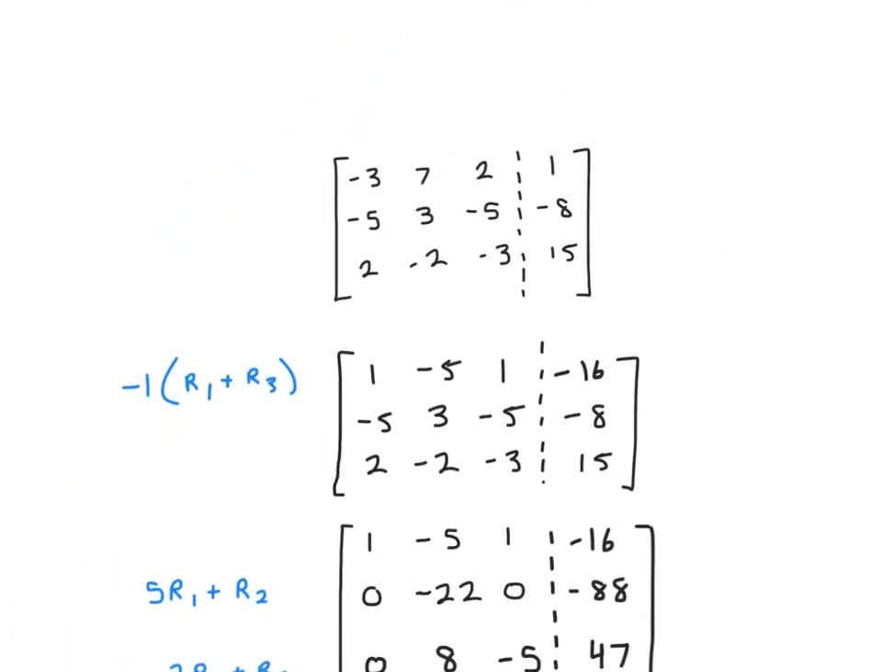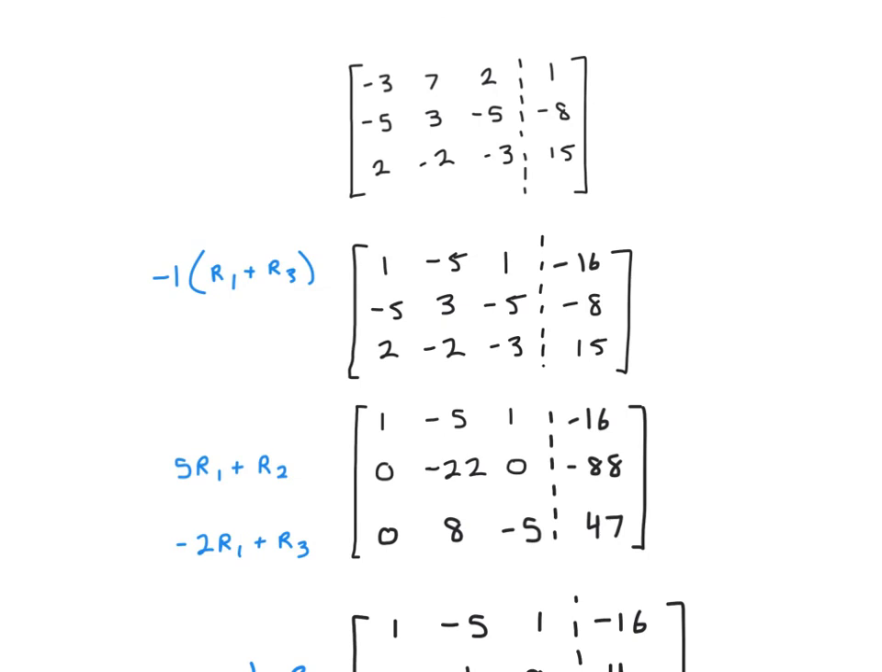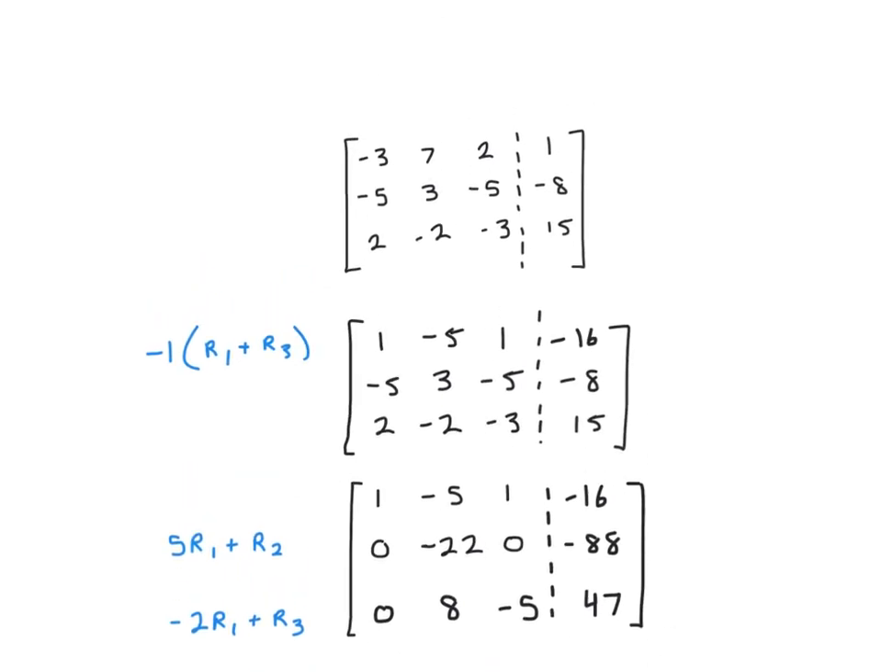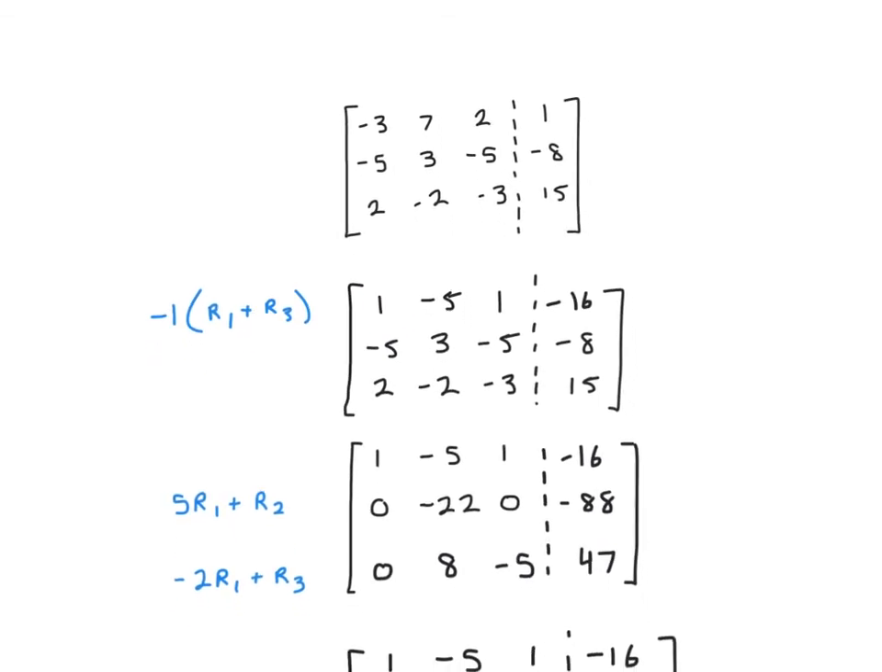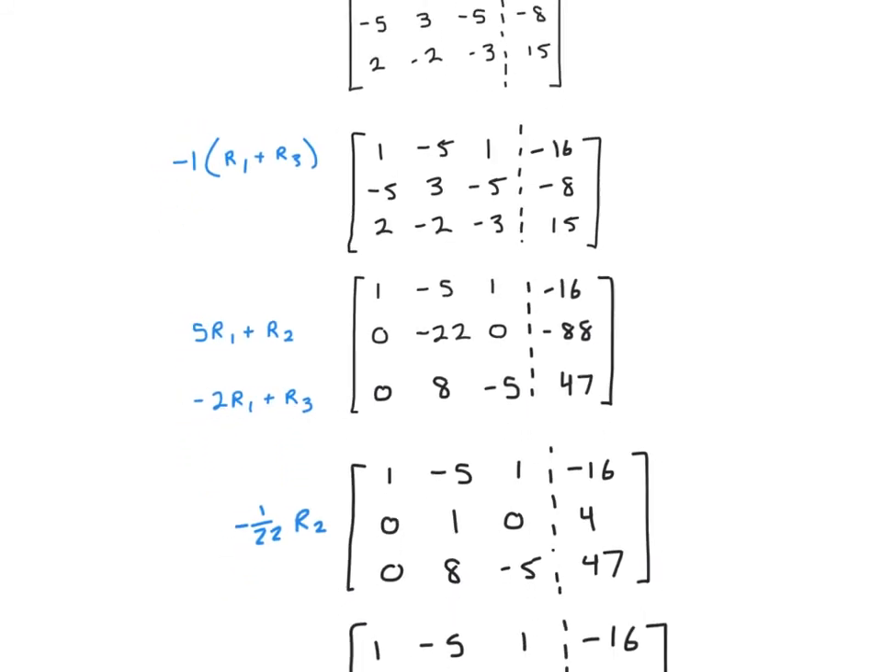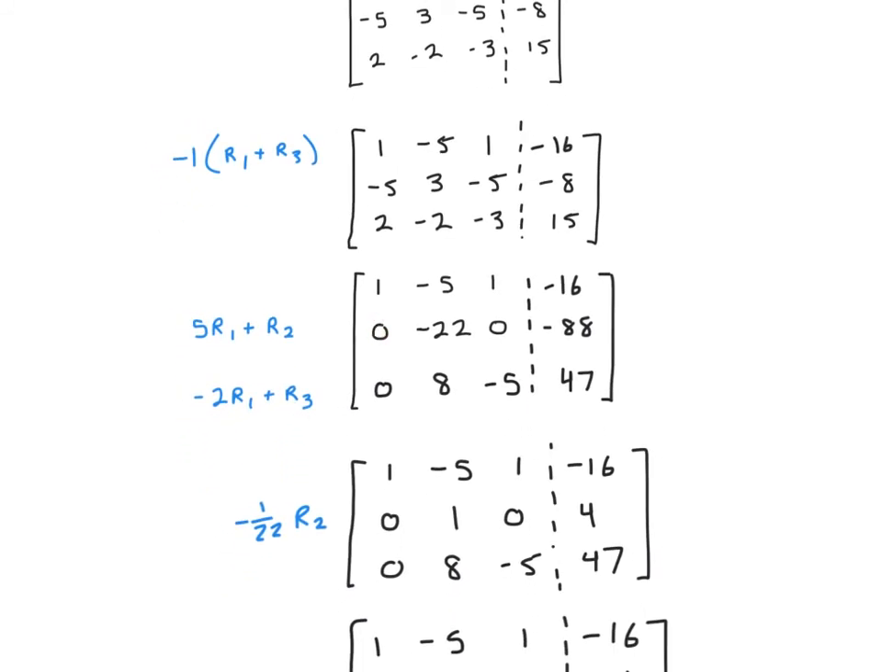Okay, so first thing I did here is I noticed that if I add rows 1 and row 3, that will give me a -1 here. So then I multiply it by -1 after, giving me my 1 in the upper left. So you can do that in 2 steps. I kind of just combined 2 steps. And then I turned this term and this term to 0 by adding it with a multiple of row 1. So I did 5 times row 1 plus row 2, -2 times row 1 plus row 3. So I created my zeros here.